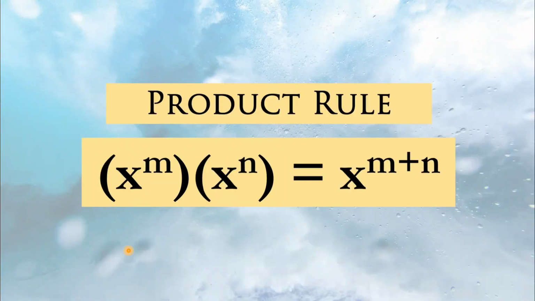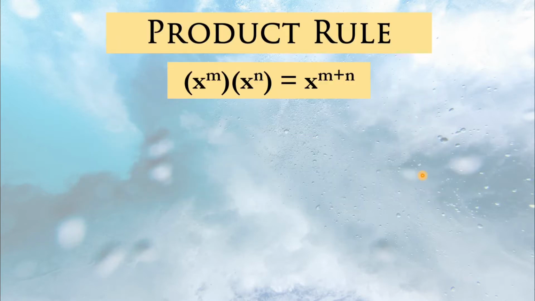Okay? To start with, let's have the product rule. First one, product rule or product law. It says that when the bases are the same, we copy the base and add the exponents. So x raised to m times x raised to n is equal to x raised to m plus n. Okay? Let's go to the examples.